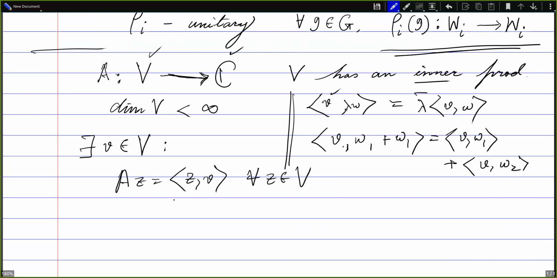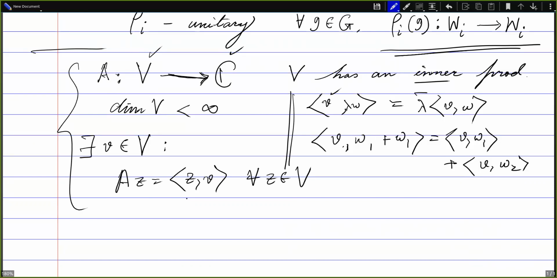So let's repeat once again. First we fix a vector V, then Z maps to the inner product of Z and V. That's easily seen to be a linear functional from V to C, right? Now the Riesz representation theorem says that any linear functional on V has to be of this form. Therefore, there is no linear functional on V which is not obtained by the inner product with some vector V.